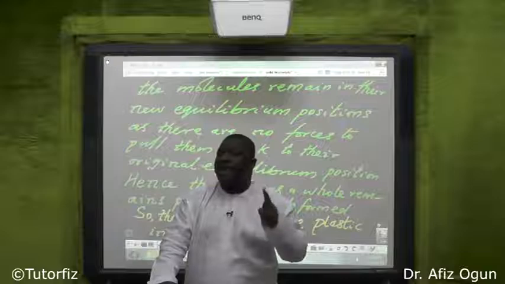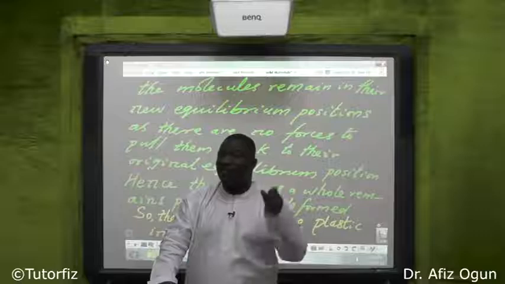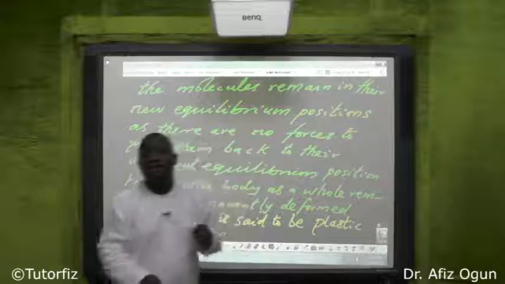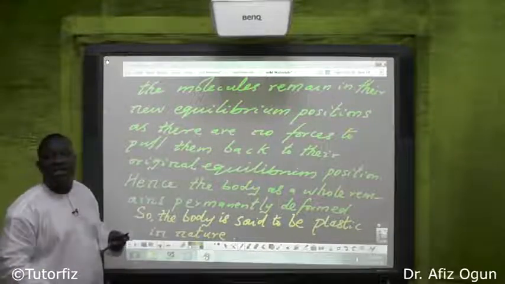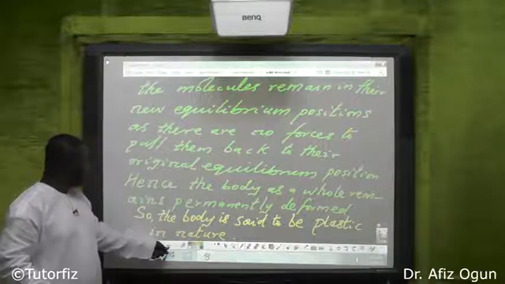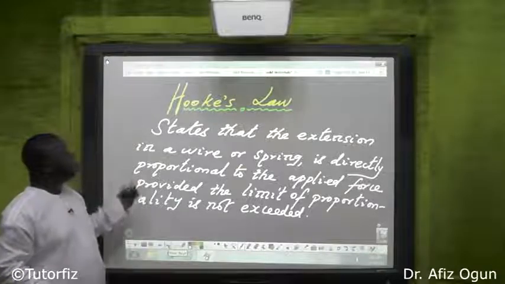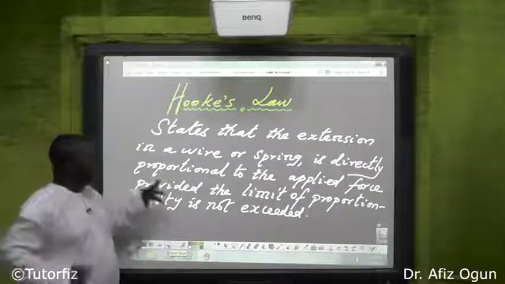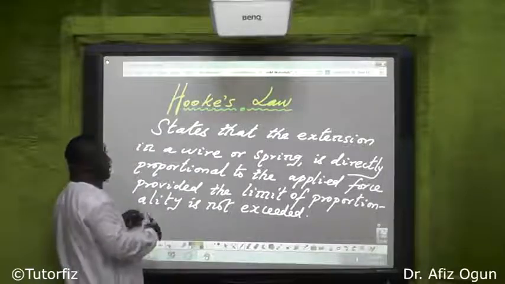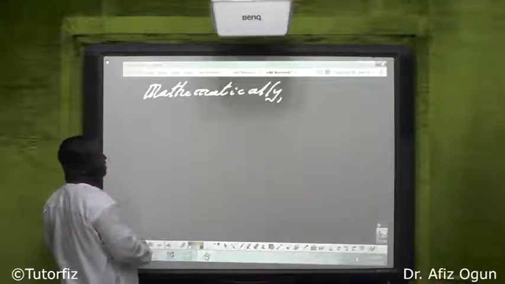Do not call it elastic limit. This is AS. Do not call it elastic limit. You call it provided the limit of proportionality is not exceeded. You do not pass the limit of proportionality. So Hooke's law states that the extension in a wire or spring is directly proportional to the applied force, provided the limit of proportionality is not exceeded. In your IGCSE is sometimes you say provided the elastic limit is not exceeded. We are going to tell you now not to write elastic limit.